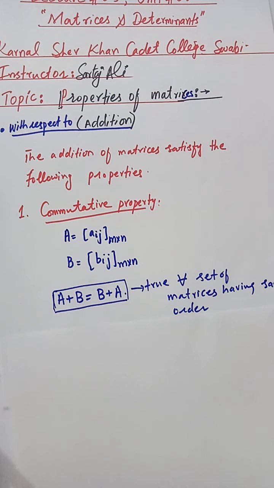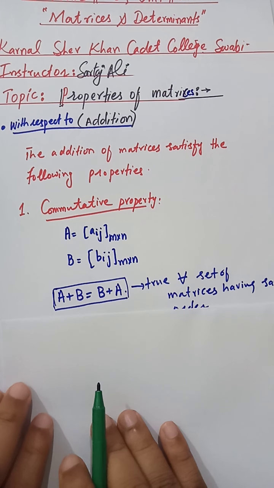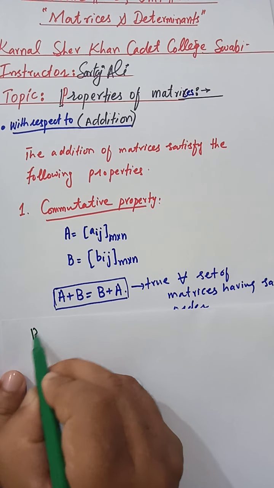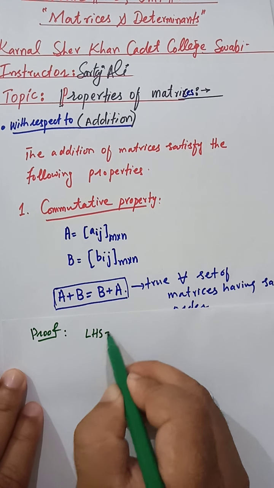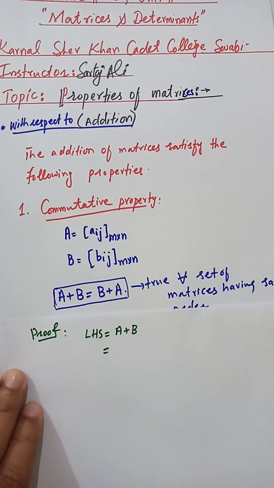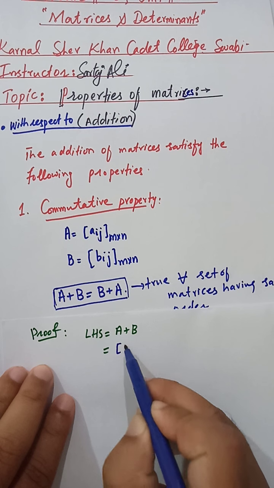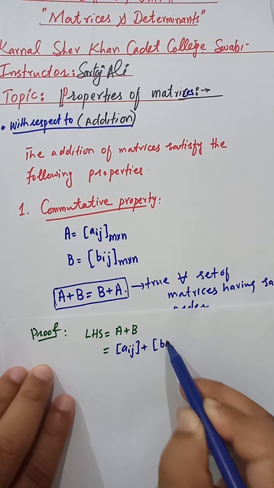If I consider the left hand side and do some operations to get the right hand side, then we can say that the left hand side is equal to the right hand side and the property is proved. So for the proof, I am considering the left hand side, which is A plus B. Now the matrix A is Aij and the matrix B is Bij.